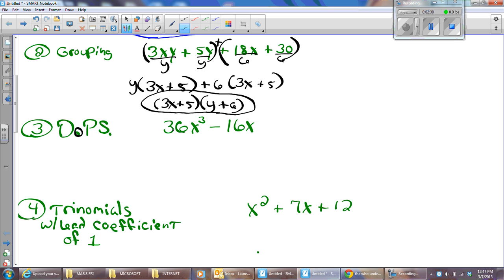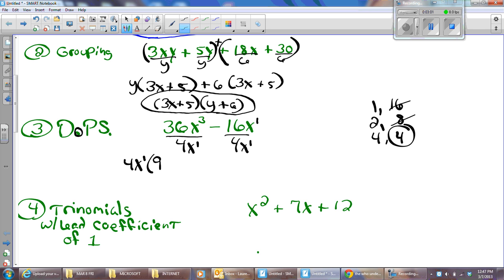But before I do the difference of perfect squares, remember, I'm going to try to GCF first. And I'm going to get the GCF of 16x and 36x cubed. I don't think 16 goes into 36. 8 doesn't go into 36, but 4 sure does. So I'm going to divide by 4. There's a variable, so I'll take the least exponent, and I'll divide by x. My GCF comes out.